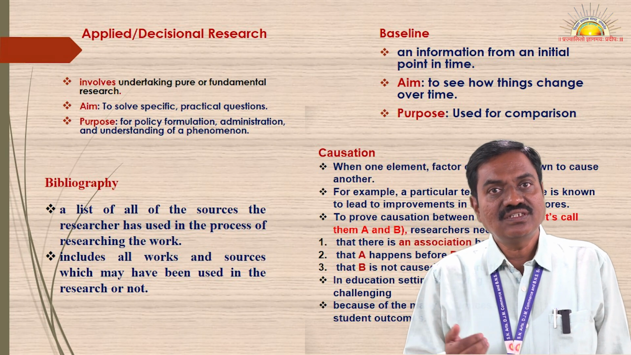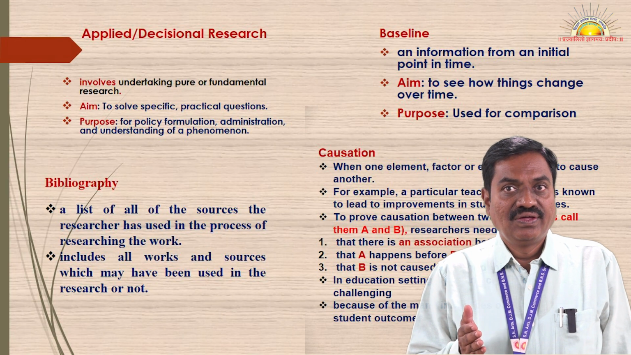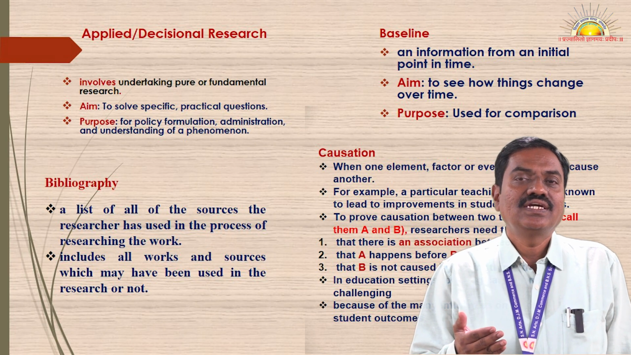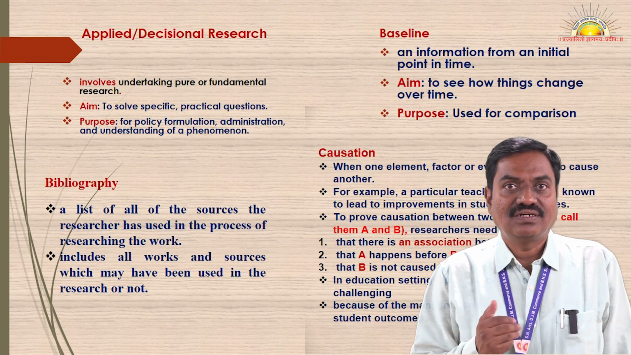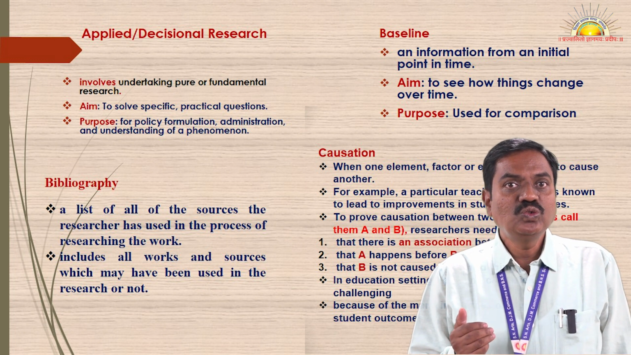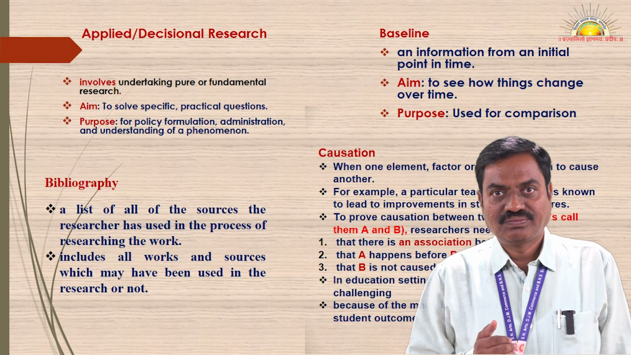Causation is another term that we are going to talk about here. Causation is when one element, factor or event is known to cause another. For example, a particular teaching practice is known to lead to improvements in student test scores.